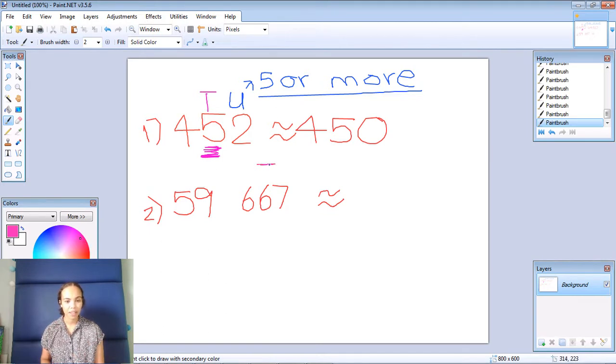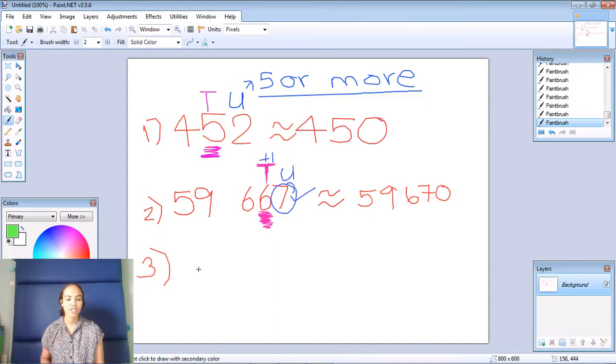In the tens column, the tens column has not moved. It's still the tens column. That's the number that I'm focusing on. But I need to know what's happening in the units column to be able to round to the nearest 10. My units column, is this 5 or more? Yes, it is. That means the tens digit increases by 1. So now my total value is 59,670. Let's do one more, just to make sure that everybody's happy.